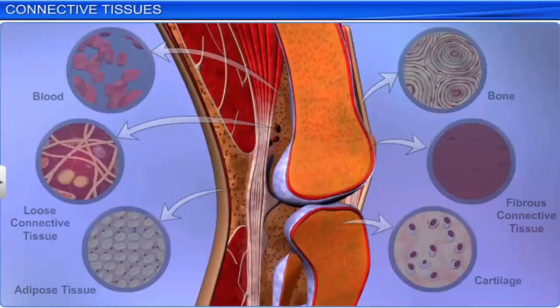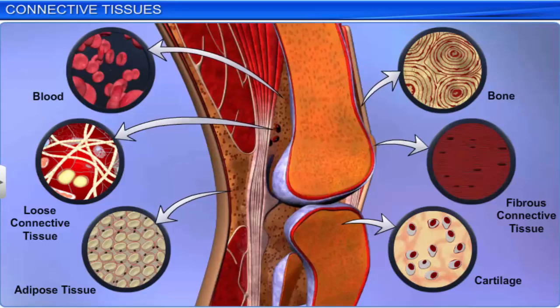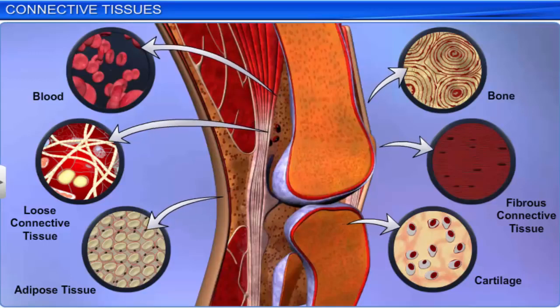Connective tissues are the most abundant and widely distributed tissues in animals. As the name suggests, these tissues help to link and provide support to other tissues and organs throughout the body. These tissues range from soft to specialized tissues such as cartilage, bone, adipose, and blood.